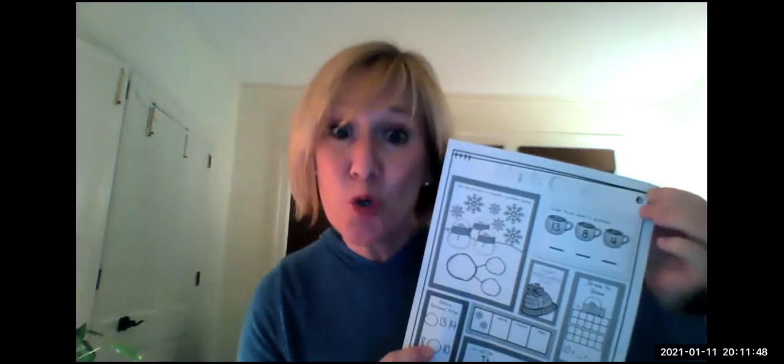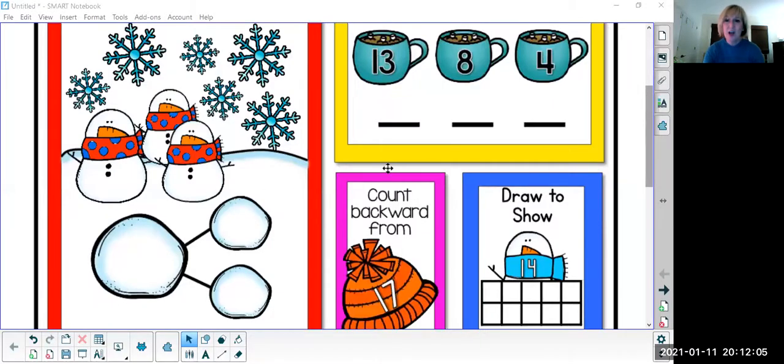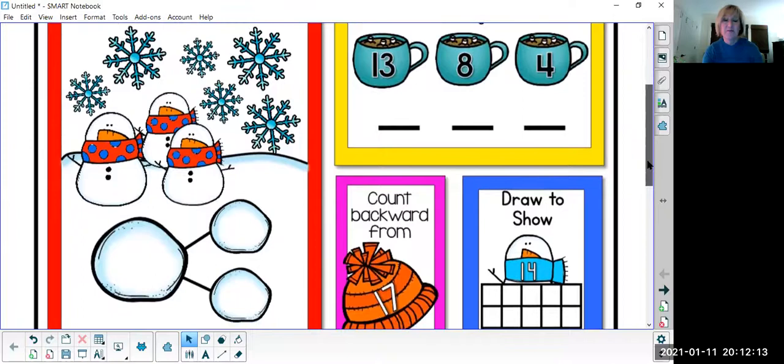But we are going to start right now our math lesson. We are going to do math chat number 2. So while you're getting this page, I am going to try to pull up the screen so you can see it. We can look at it together. Okay, there it is. Now we're going to start with this big red box that has a snowman and some snowflakes. The directions say at the top, use the picture to create a number bond.